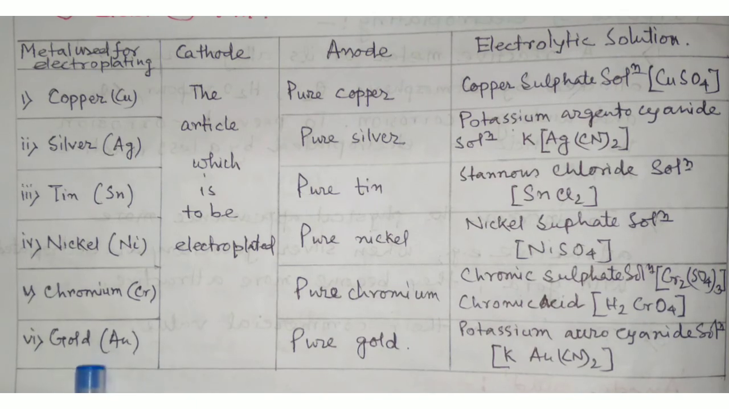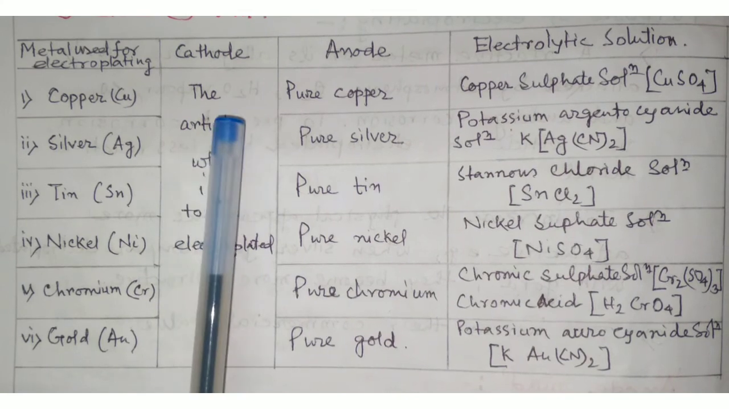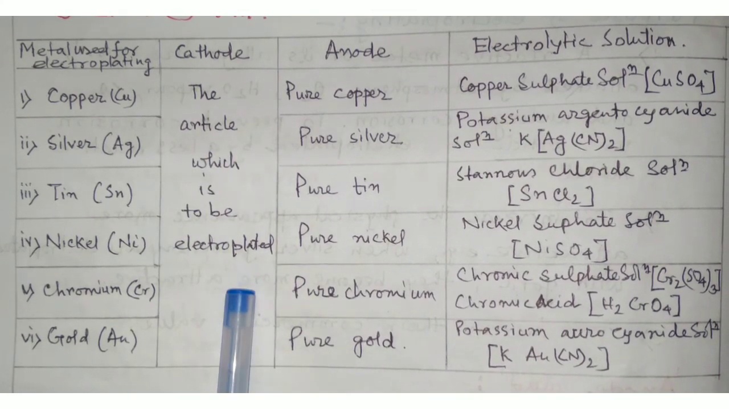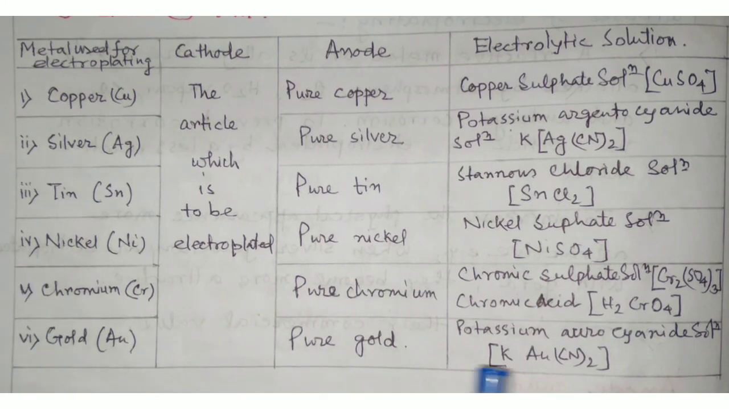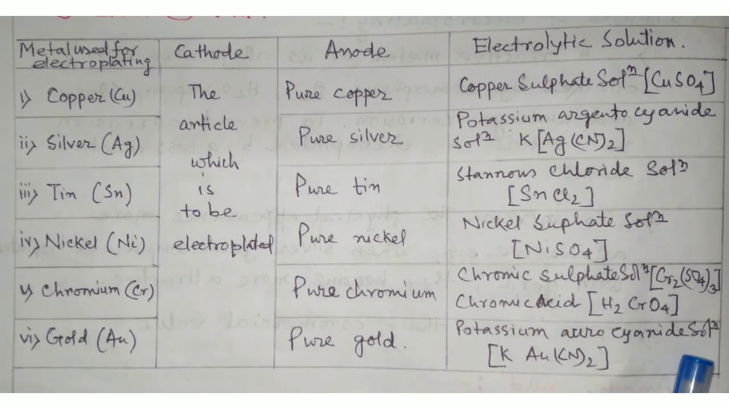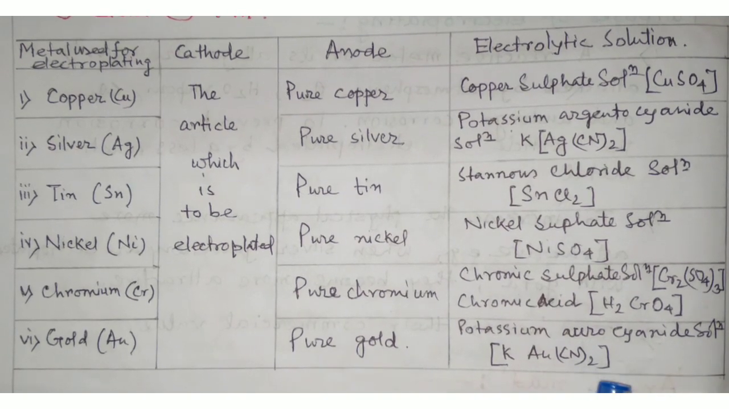And the last one is gold. When we use gold for electroplating, the substance or article which is to be electroplated is used as cathode, pure gold is used as anode, and potassium aurocyanide solution, KAu(CN)2, is used as electrolytic solution.